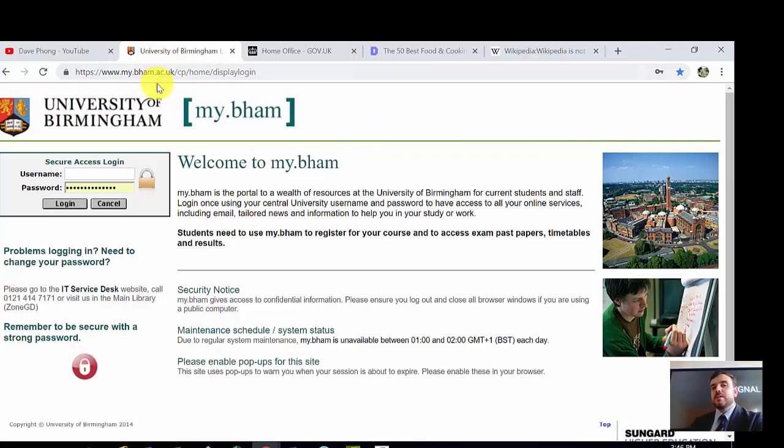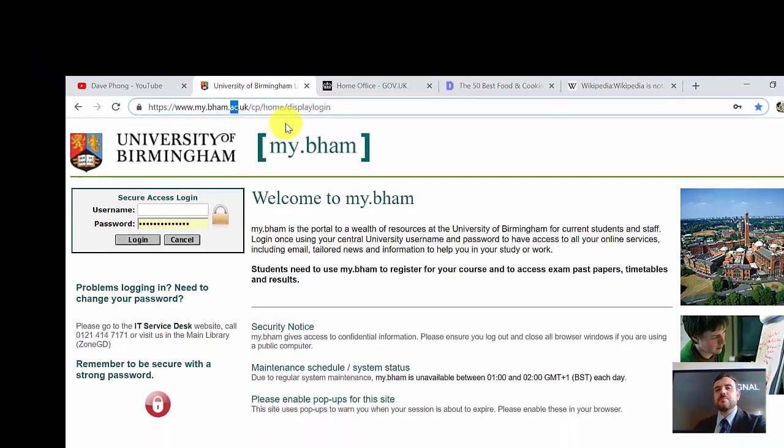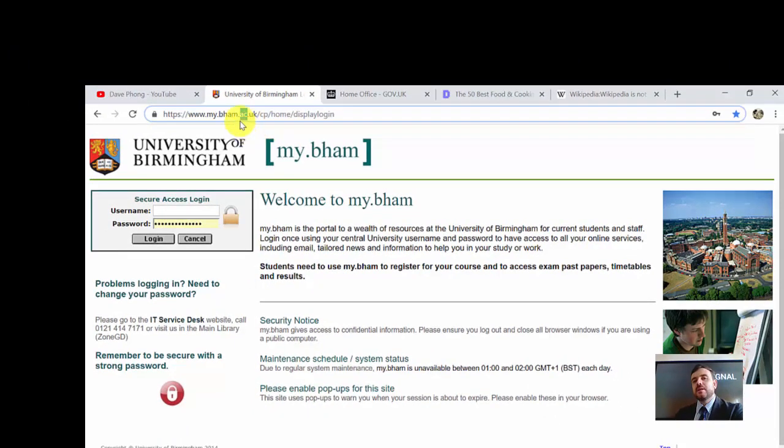But always check. If it's AC, it's going to be academic, right? So that's going to be reliable. You can rely on the information from this website. It's probably going to be quite trustworthy. Also, you can see if it says edu, standing for education. So that's the first top tip for you there. Always check the URL. It should be AC, right?